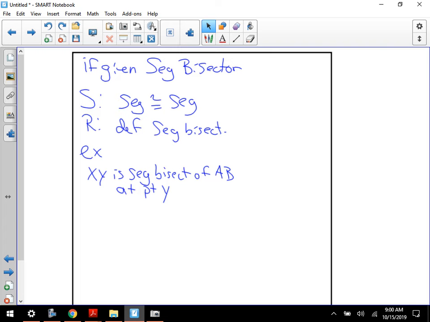In terms of my example here, the first thing I would say is XY is the segment bisector of AB at point Y. This is my given. This is the example that I would put in here. I just was running out of space on the smartboard.